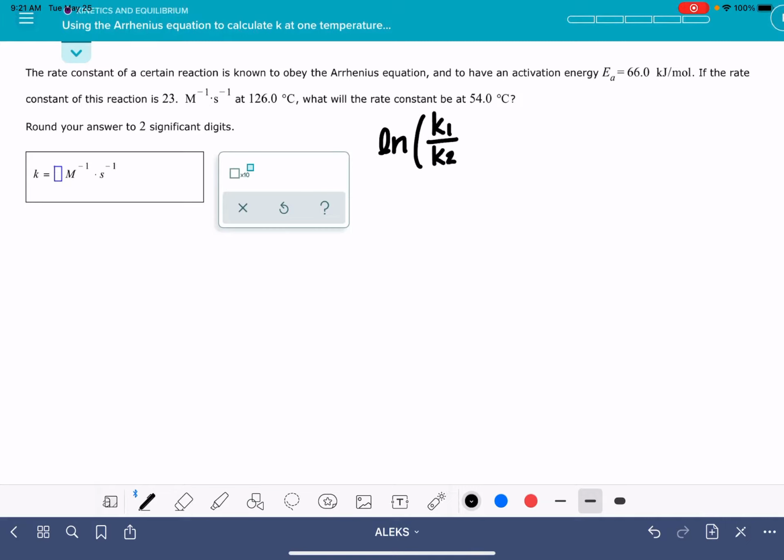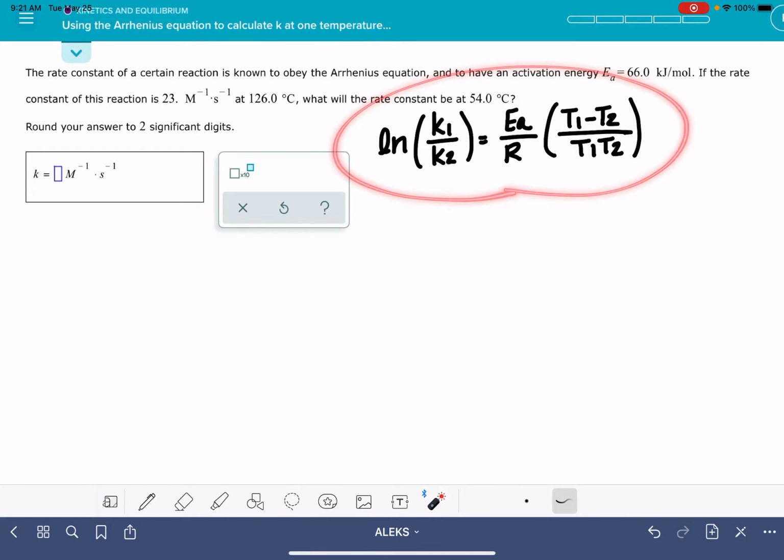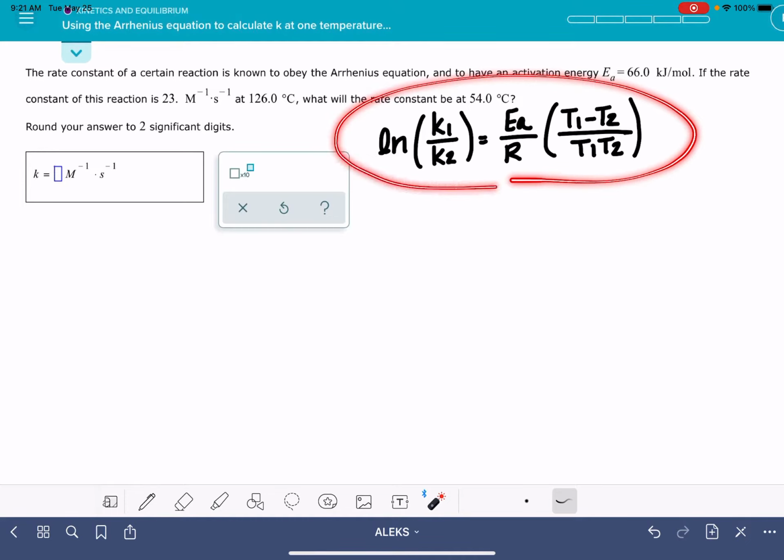over the second rate constant is equal to E sub A, the activation energy, over R, the gas constant, times the initial temperature minus final temperature over the initial temperature times the final temperature. There are other ways to express this version of the Arrhenius equation, but no matter which form you're looking at, they can all be algebraically manipulated into this form right here.